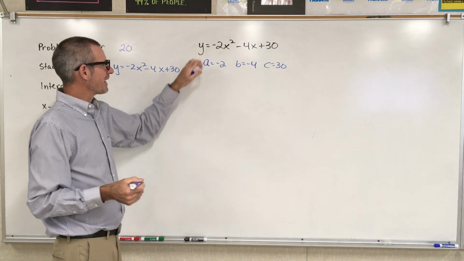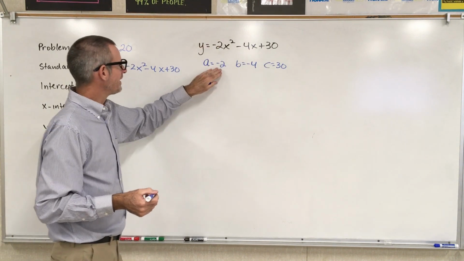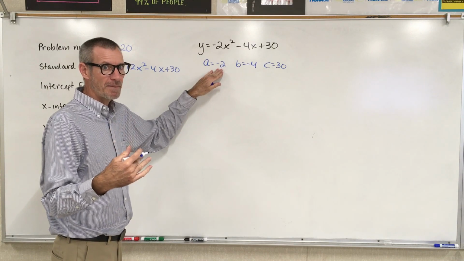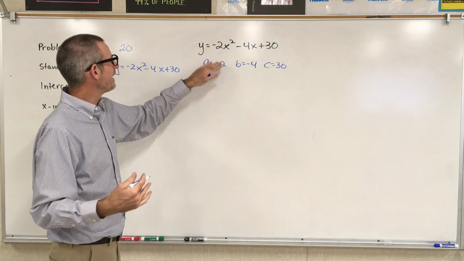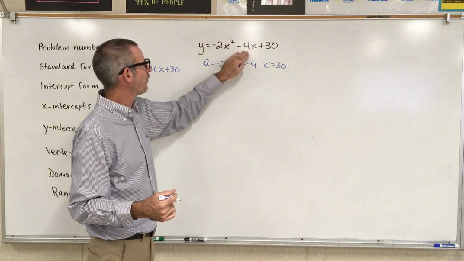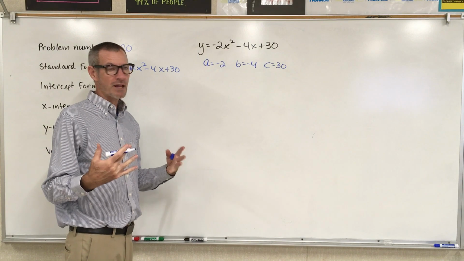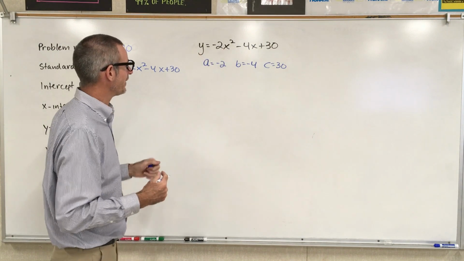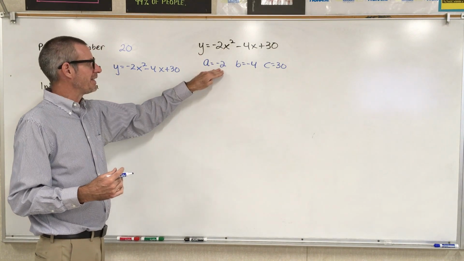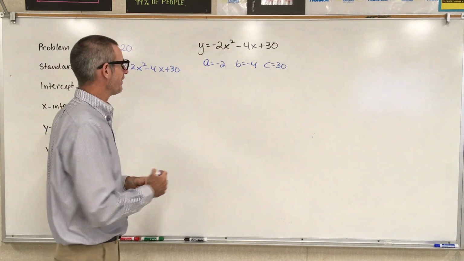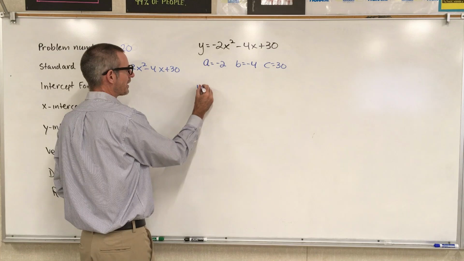So when I look at this thing, I see that it's a trinomial, and I see the a value is not 1. So there could be a greatest common factor. So I have to check to see, is there a number that goes into 2 and 4 and 30 evenly? There is. The number 2 is the biggest number that goes into 2 and 4 and 30 evenly. And then whenever your a value is negative, you have to have a greatest common factor that's negative. So the next step of my problem will look like this.